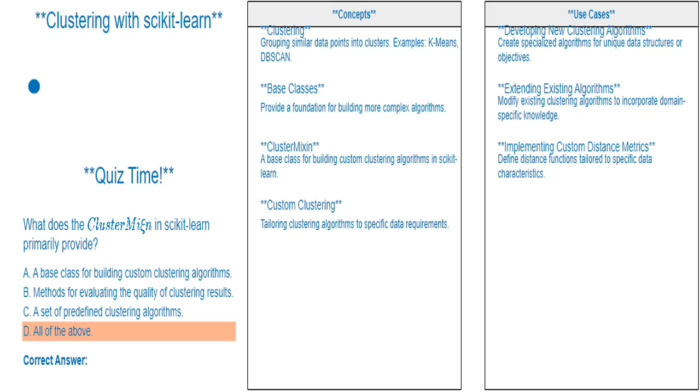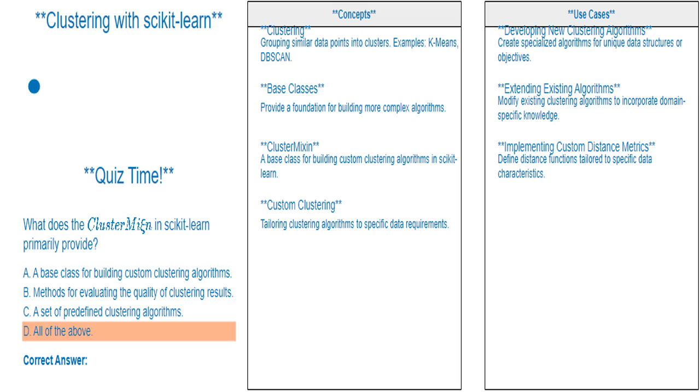False. While evaluating clustering results is crucial, the cluster mixin itself doesn't directly offer methods for this. You'd typically use separate functions or metrics from scikit-learn or other libraries for evaluating clustering performance. False. The cluster mixin doesn't contain any predefined clustering algorithms. It's meant to be a foundation for building your own custom clustering algorithms, not a library of ready-made algorithms.